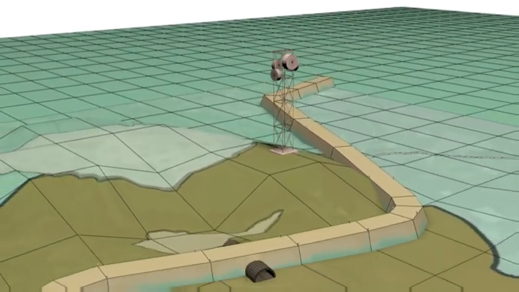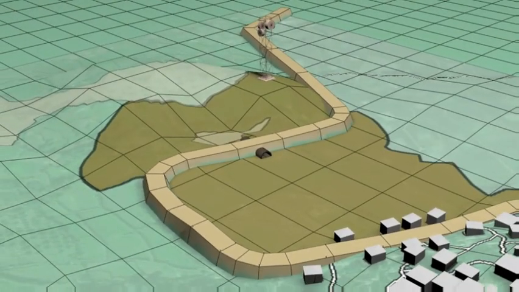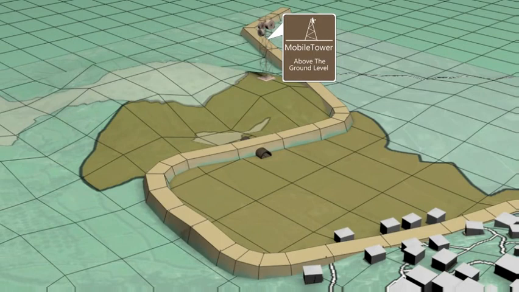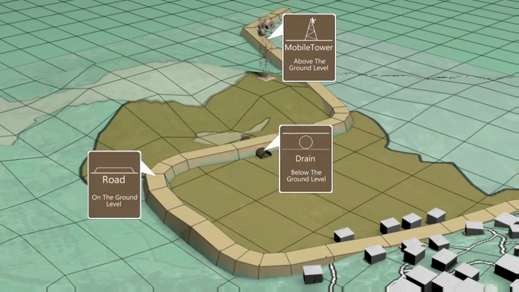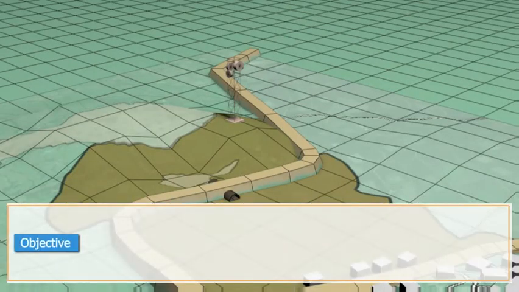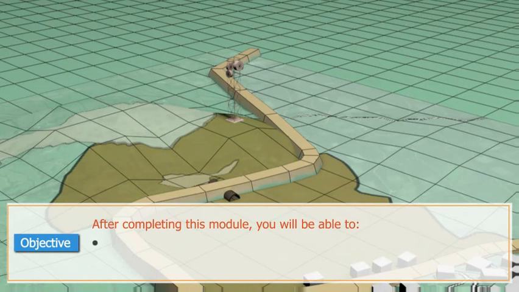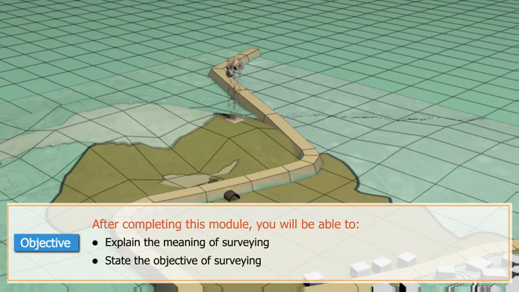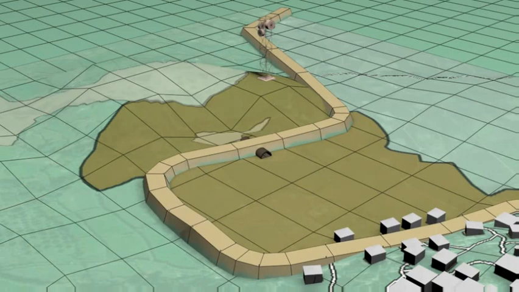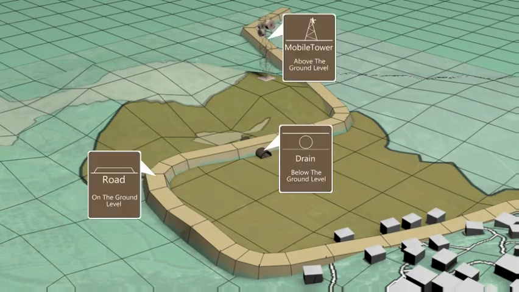So, how do you think the tower was built above the ground, the drain below the ground, and the road on the ground? After completing this module, you will be able to explain the meaning of surveying, state the objective of surveying. So, you see, there are some objects on, above, and below Vijay's piece of land.